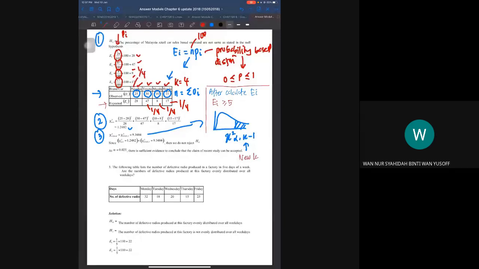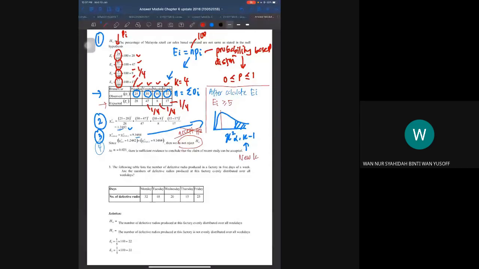So after that, step 4 is the decision as usual. We make our decision based on the right tail. So in this case, your chi-square is less than the critical value. So it is somewhere here, then do not reject H null, that is the decision. Please do not write accept H null. It is wrong to write accept H null. It is do not reject H null.